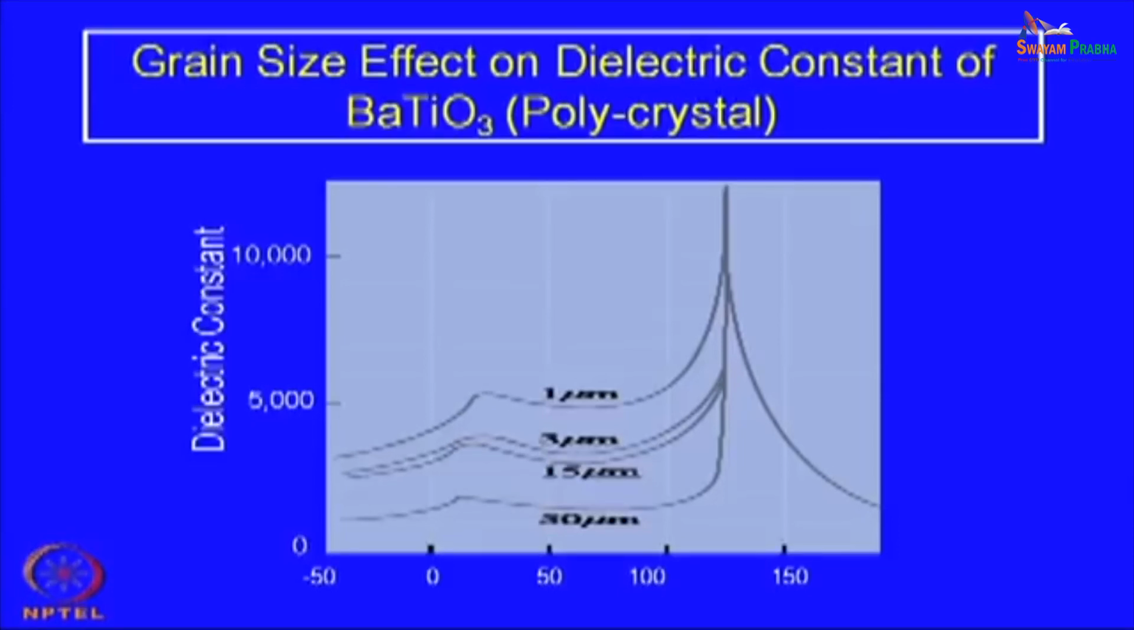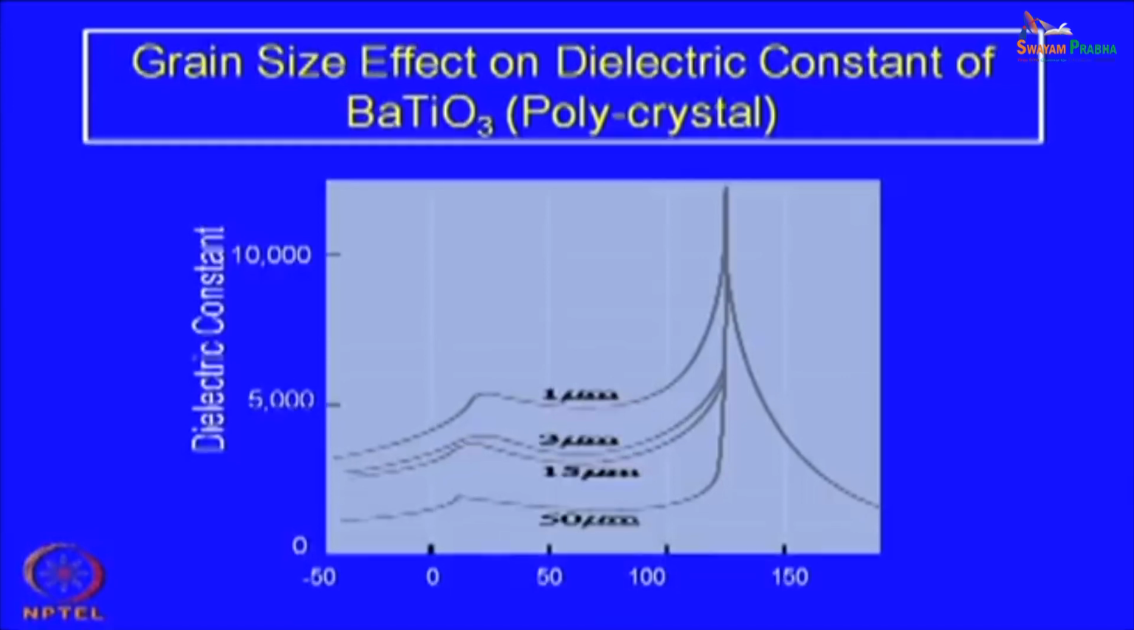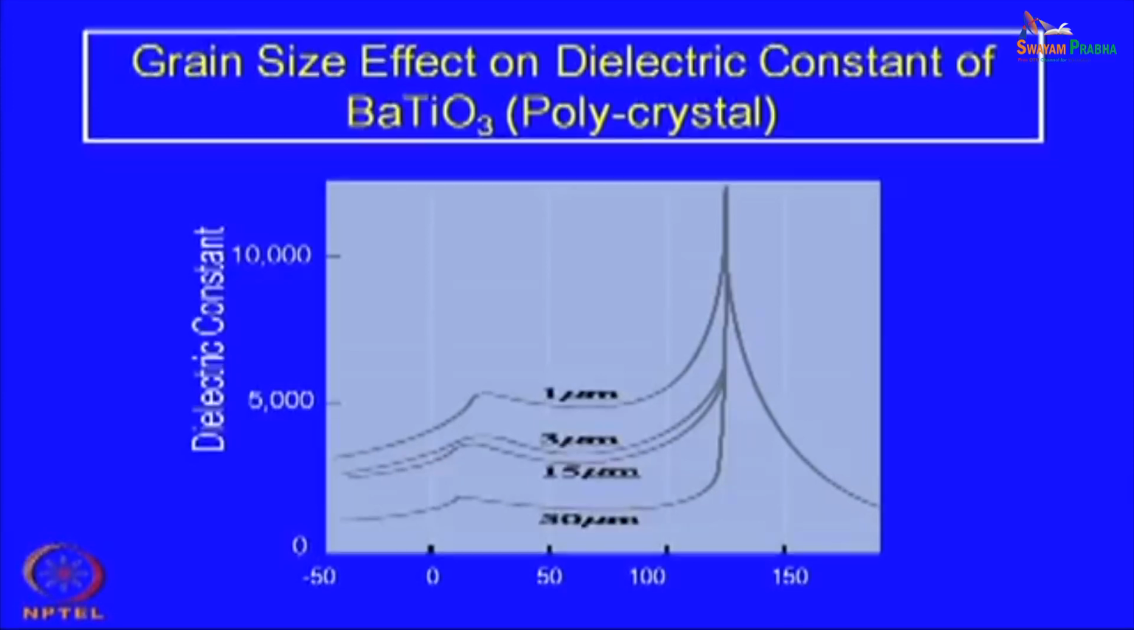Domain wall movement is restricted when the grain size is very small, and therefore there is a variation of the dielectric constant as a function of grain size, and one can see a 1 micron grain size provides a very high dielectric constant. So, same material, same composition, but just by changing the grain size one can modulate the dielectric constant, and therefore one can design different kinds of capacitors based on these dielectrics.